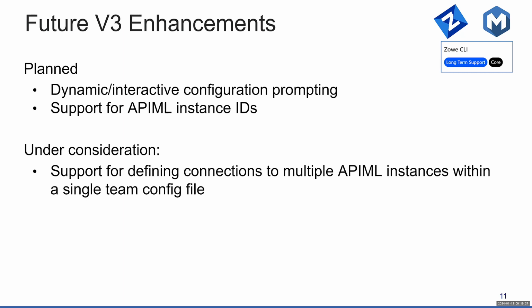Finally, we're also considering the ability to support defining connections to multiple API-ML instances within a single team config file. And this is useful for users that have access to multiple API-ML gateways, either on multiple sysplexes or in a high availability configuration. The idea is to link a given service profile to a specific API-ML or base profile so that commands targeting a specific service profile are automatically routed to the desired API-ML gateway. It should be noted that it is possible with Zowe CLI v2 and v3 to specify the base profile as a command option. And since the base profiles are used to hold API-ML connection information, this option can effectively be used for this purpose. However, by linking service profile to API-ML profiles, users would not have to specify this option on every command.